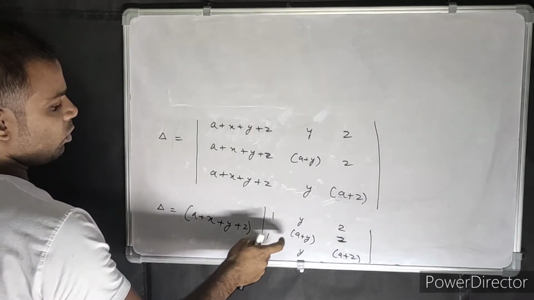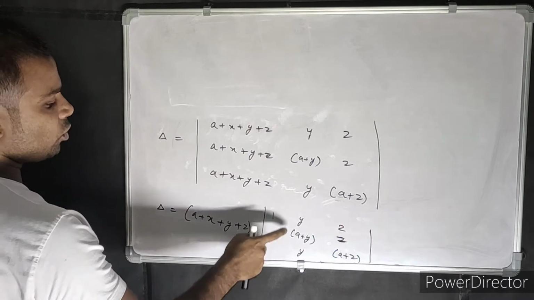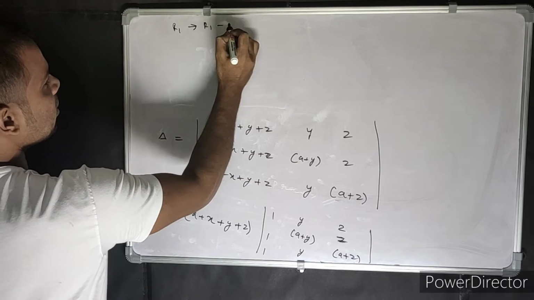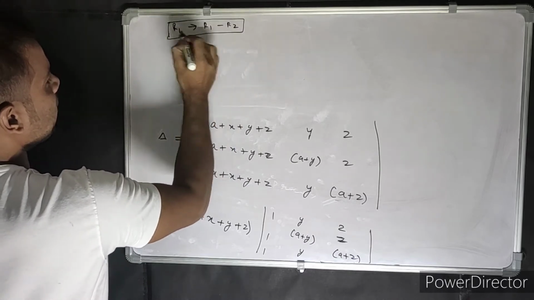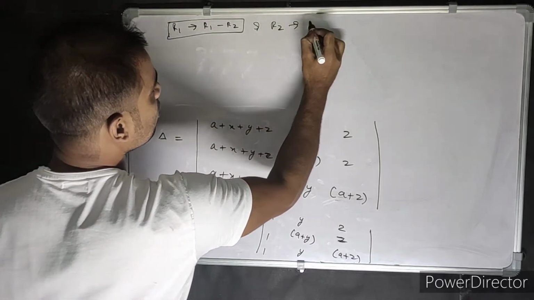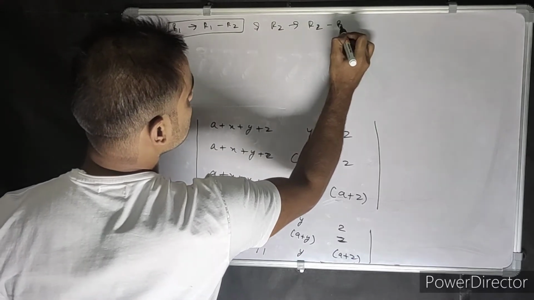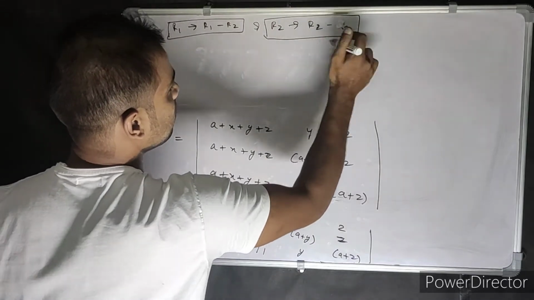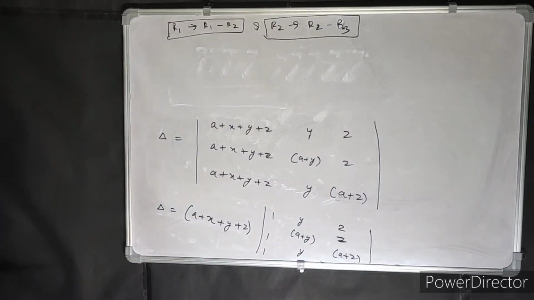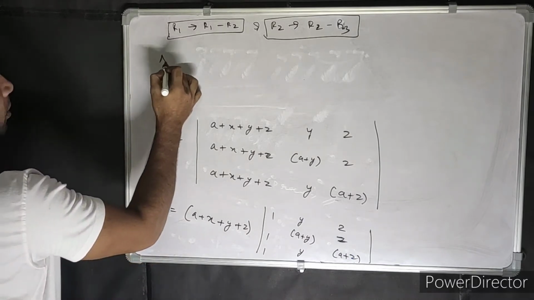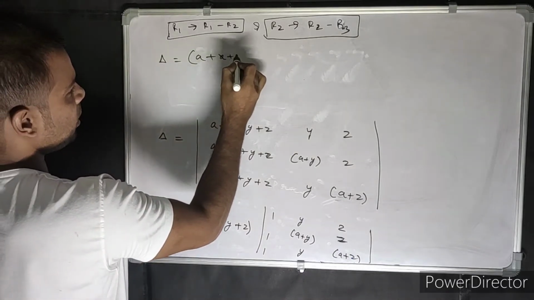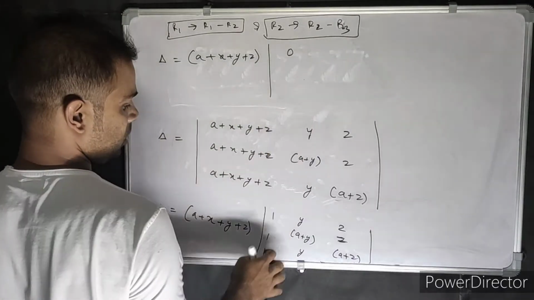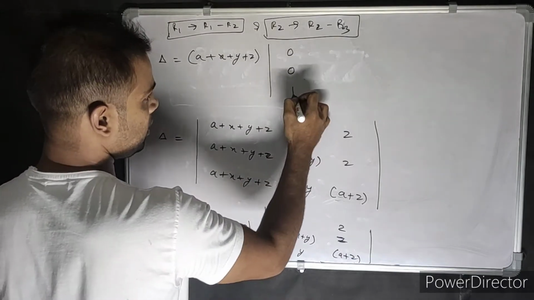Now what do we do? Same thing: row 1 minus row 2, row 2 minus row 3. So row 1 tends to row 1 minus row 2, and row 2 becomes row 2 minus row 3. Subtract it, write the determinant, then write a plus x plus y plus z, which was taken out as common.